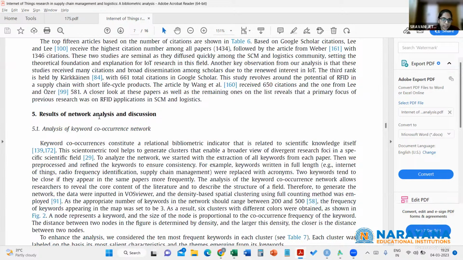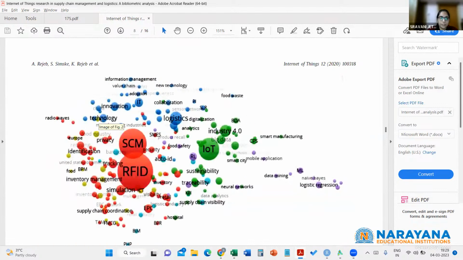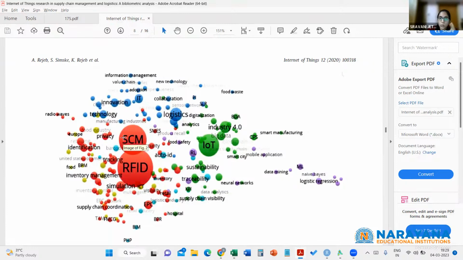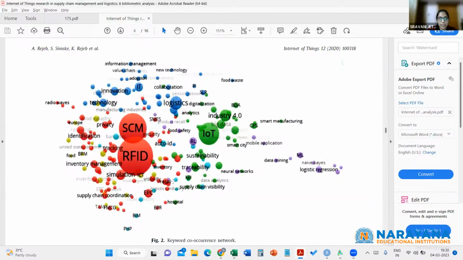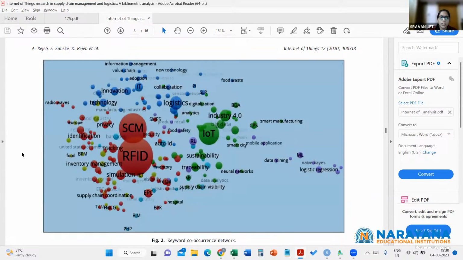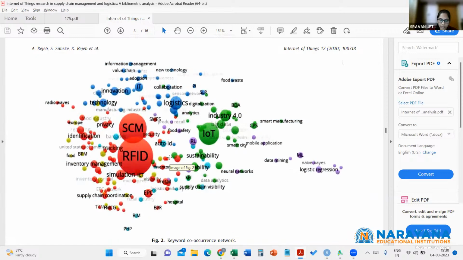And network analysis is the most important thing, because from there only we can identify the current themes of our interest. Keyword co-occurrence means that if two keywords are cited together in more than two papers, the keywords cited together are the highest cited keywords, and they are co-occurring. So they are similar types of research. Here you can see that RFID is the most frequently used keyword in Internet of Things in the supply chain management field. The next highly occurring keyword is SEM, and then IoT.